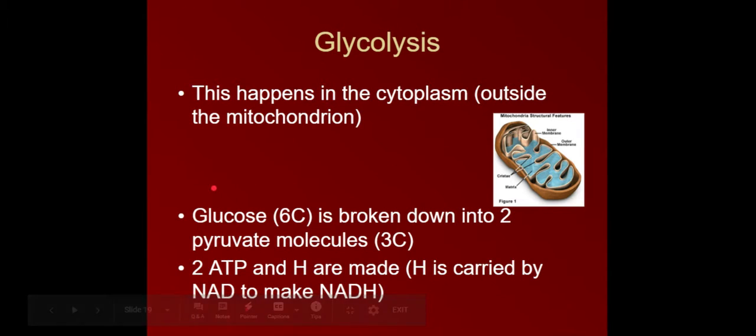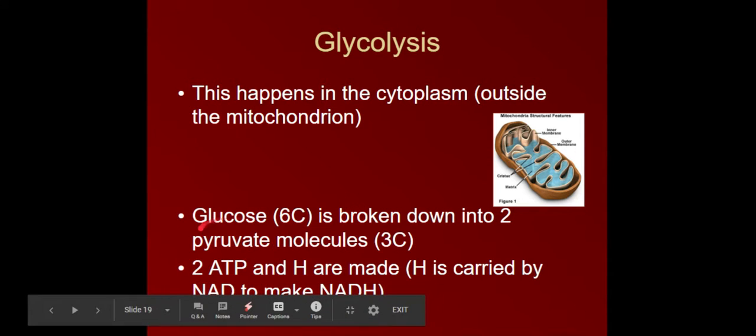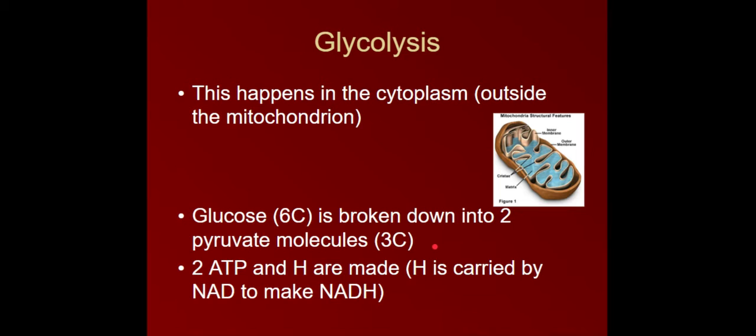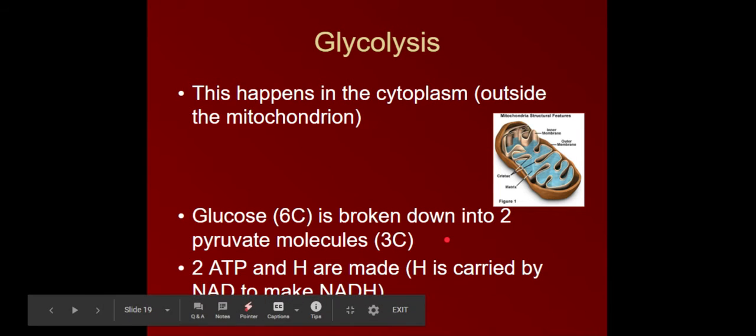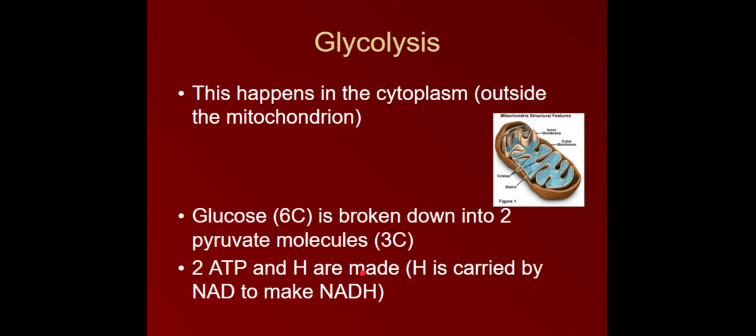So glucose, which is a 6-carbon molecule, is broken down into 2 pyruvate molecules. Those pyruvate molecules are 3-carbon, which basically means that this glucose molecule is split in half. From 6 carbons, we now have 3 carbon. We've got 2 of those now because 2 times 3 is 6. So 2 ATPs and 1 hydrogen is made when we break down the glucose in the first step of glycolysis.